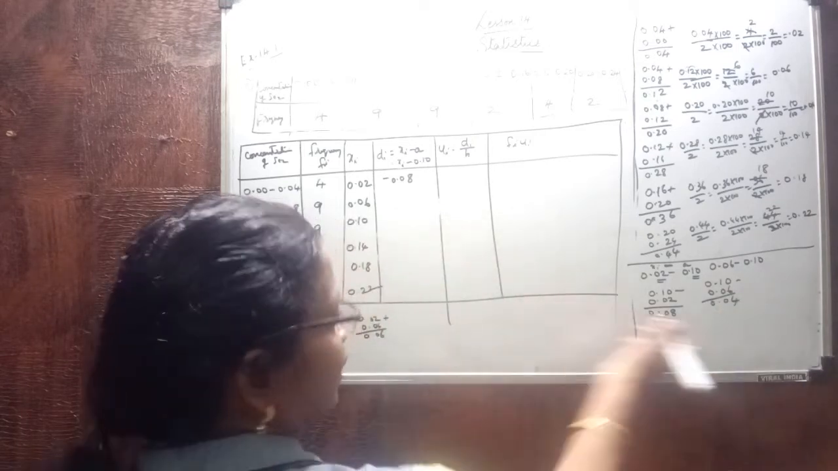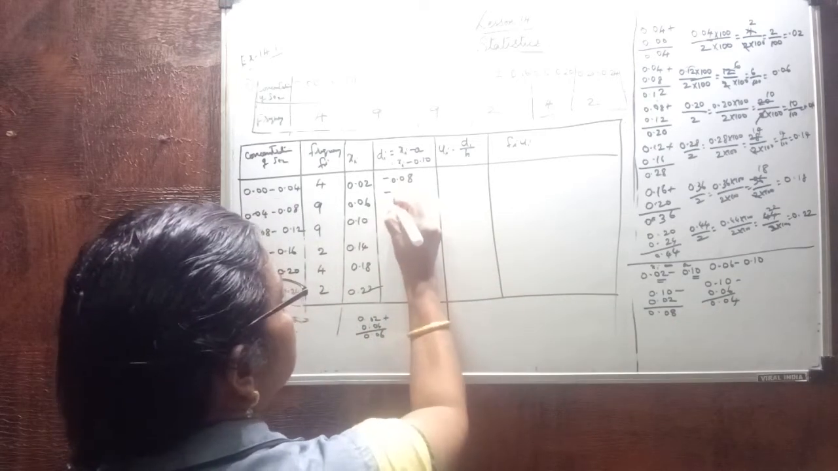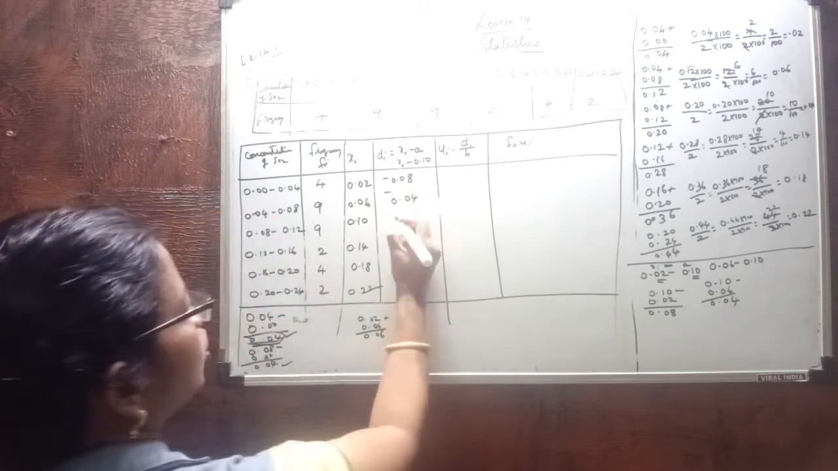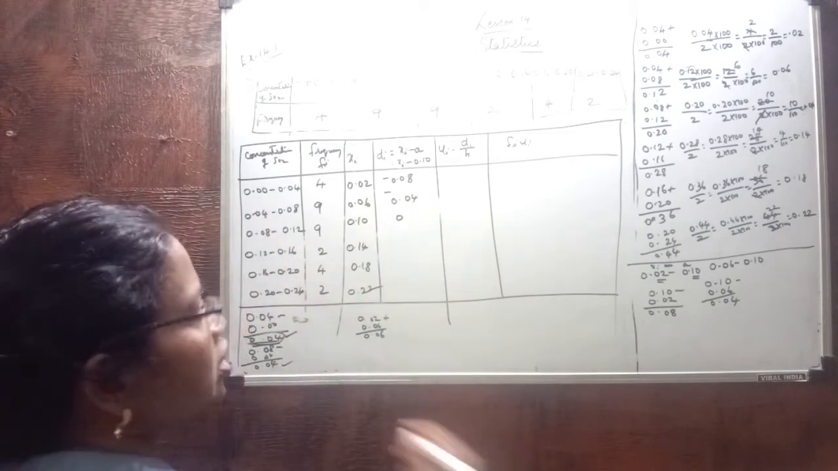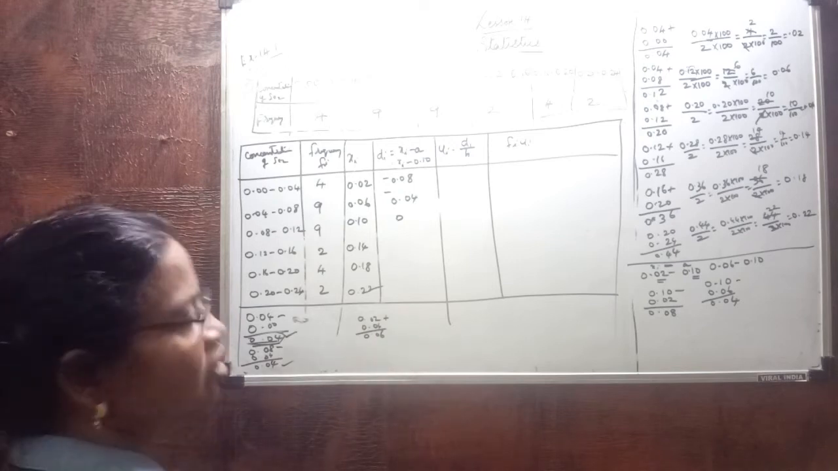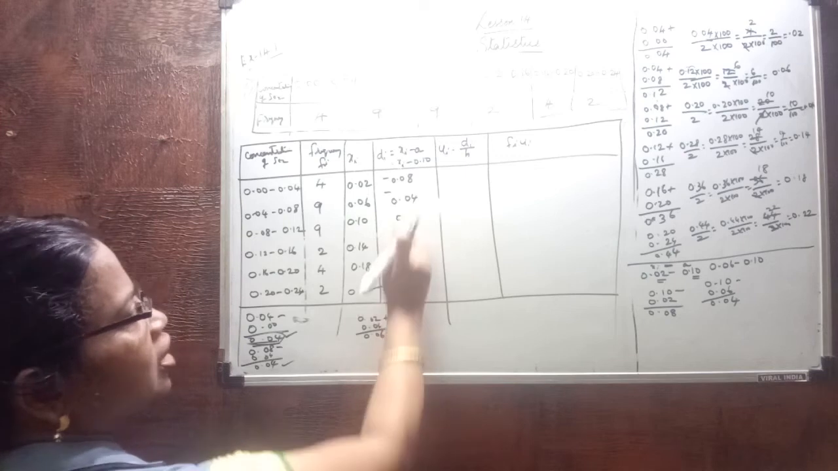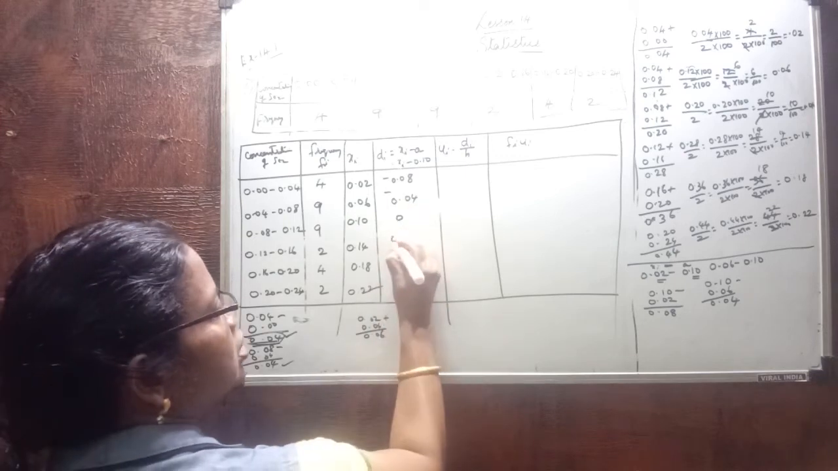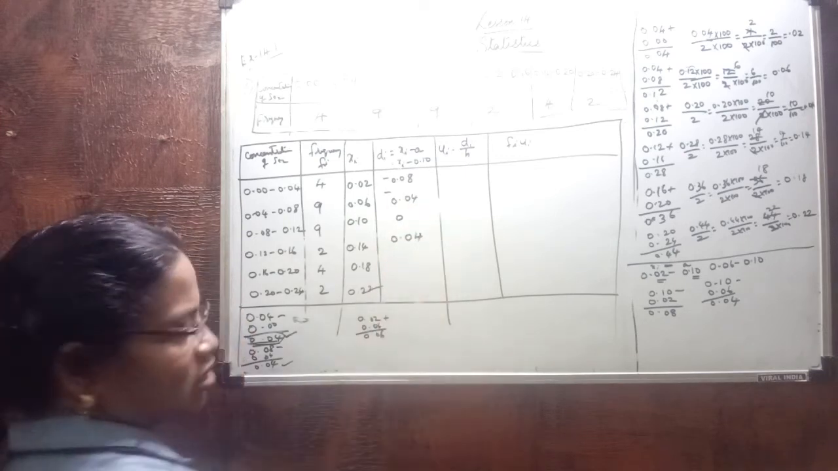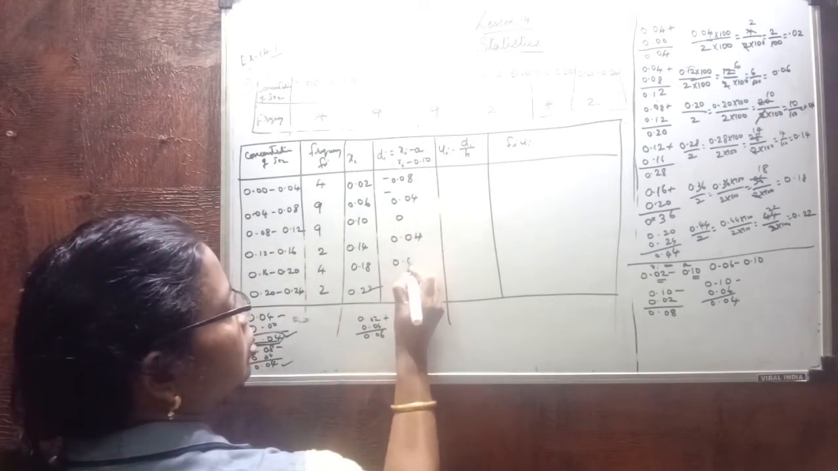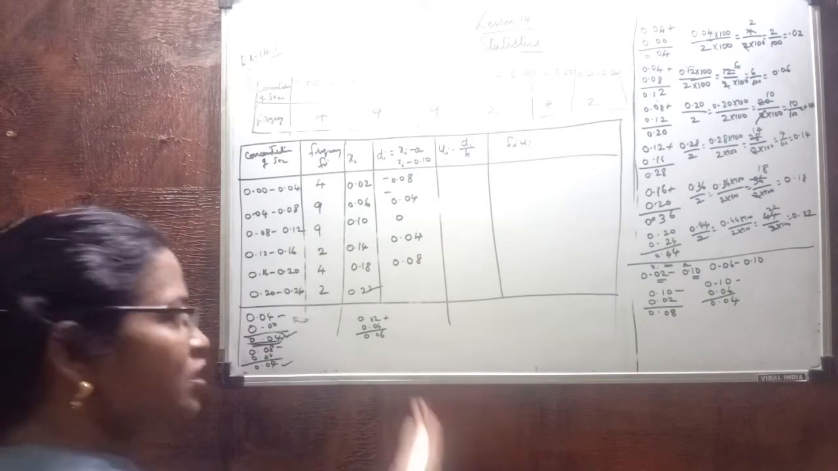0 point negative 0.04. Next one is 0 unit. What is the next one? Can you imagine? Here it will be negative 0.04. So here it will be 0.04 with positive. Next one, same thing, will be 0.08. Right. Next one you have to find out.